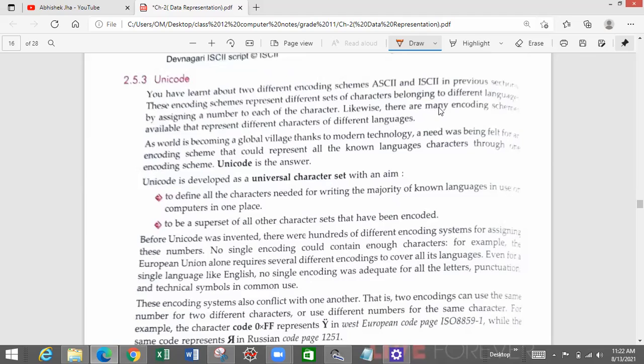Next one is Unicode. Prior to Unicode, there were several different codes. There were ASCII, ISCII, EBCDIC, BCD. So many different codes were there. But scientists all over the world were trying to find a universal code where everything can be represented. Whichever languages are there, whichever dialects are there, not only in India but all over the world, they wanted to include them in a single character set. So for that, they started using Unicode, universal coding, and it was developed as a universal character set.